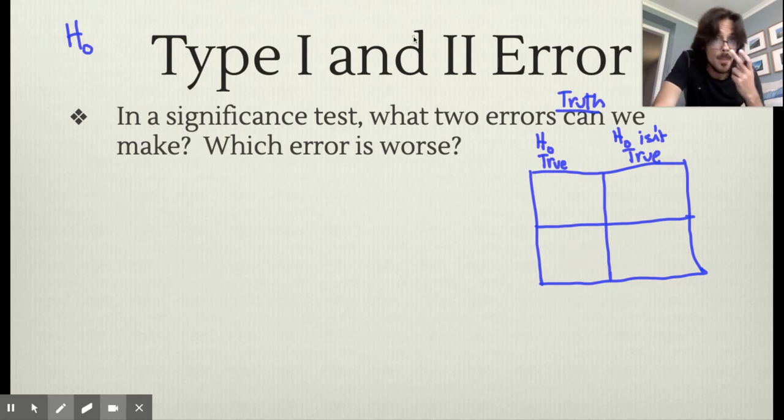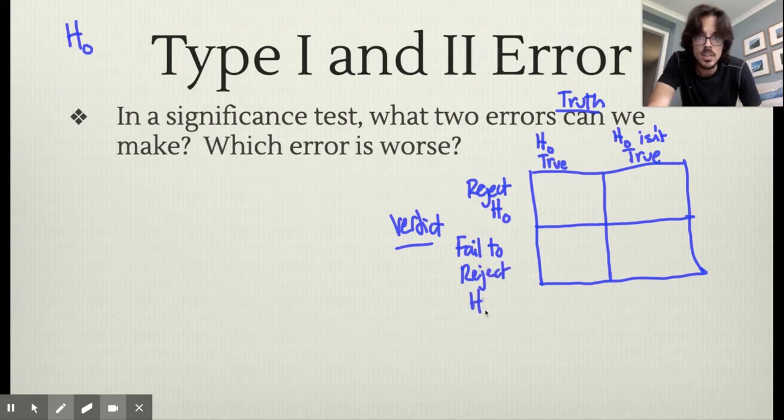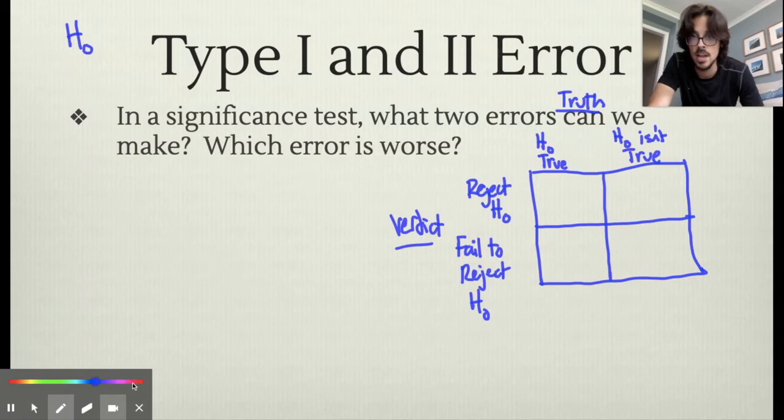The other thing that matters when we're trying to decide if we made an error or not is what verdict we actually returned. So our verdict in a problem like this would either be that we reject H0 or we fail to reject H0, found it not guilty. And let's run through each of these boxes here and talk about whether this is a good thing or not.